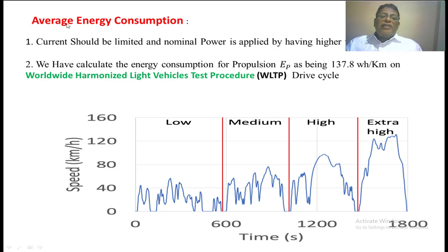Now to find the average energy consumption, take one vehicle. Now you drive that vehicle to follow this speed cycle. Then you have to measure how much energy is consumed by the vehicle.